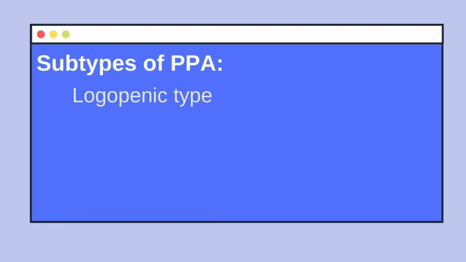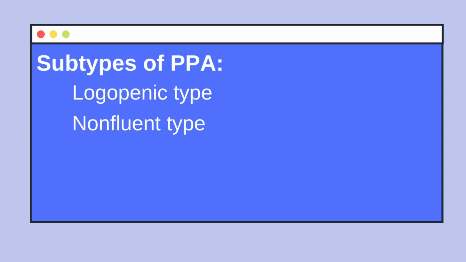Primary progressive aphasia, also known as PPA, can be split into 3 types. The first is the logopenic type, the second is the non-fluent type, and the third is the semantic type. We will talk about the difference between these types in this video.